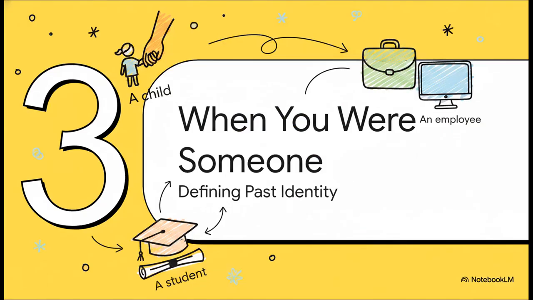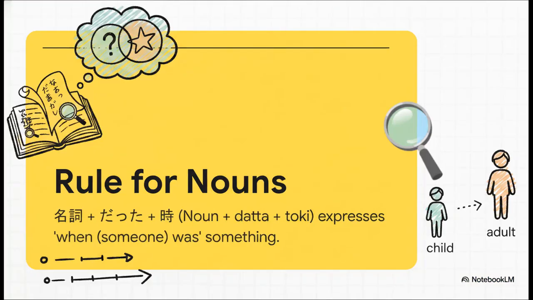Okay, this final use is really cool. This is where toki goes from just being a simple time marker to a way to talk about entire periods of your life. We're moving beyond actions and conditions to talk about our identity, framing those eras by who we were, like when you were a student or a child. Now, the rule for this should look pretty familiar because it's the exact same pattern we just saw for na adjectives. You just take the noun that defines who you were, add datta, and finish with toki. This simple formula lets you talk about any past role or stage of life so easily.